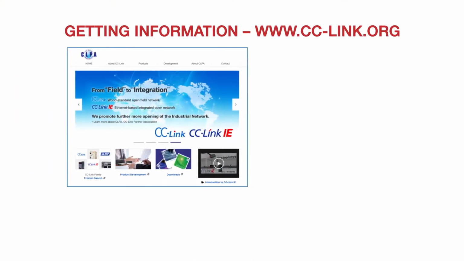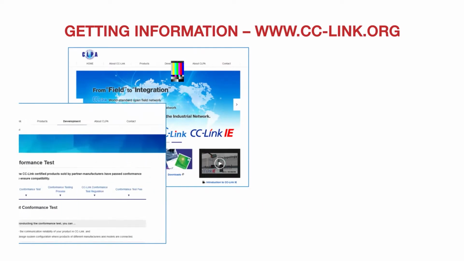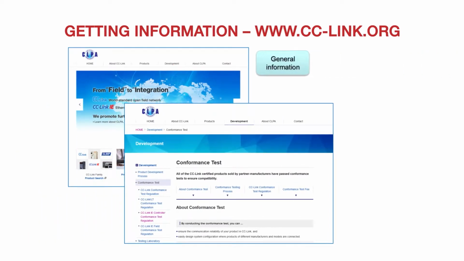So you've made the decision you're going to develop a product, and you need to find the information about how you actually do the testing. This is all available on our global website at cclink.org. If you click on the development link there, you can find all the information you need. This is all readily available and downloadable. There are all the different conformance testing specifications and general guidance, so this is easy to get and examine.